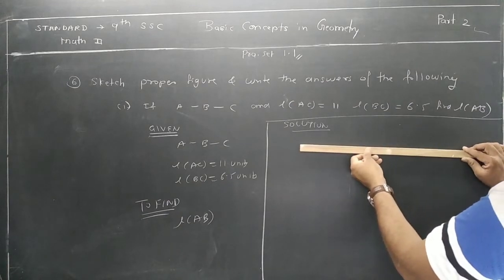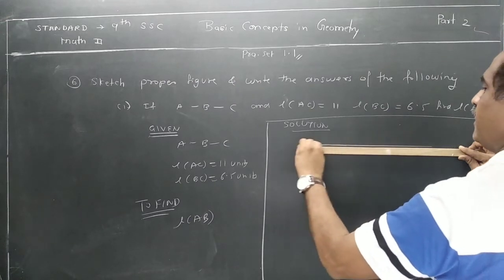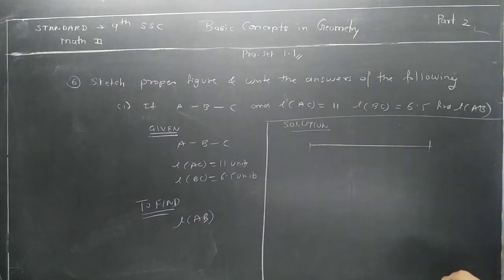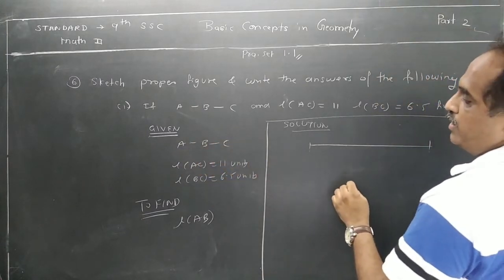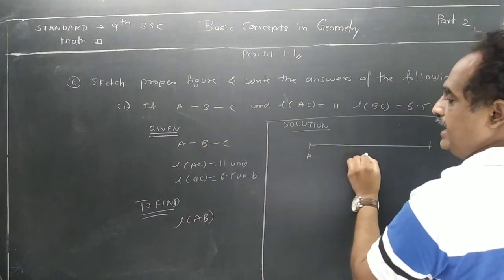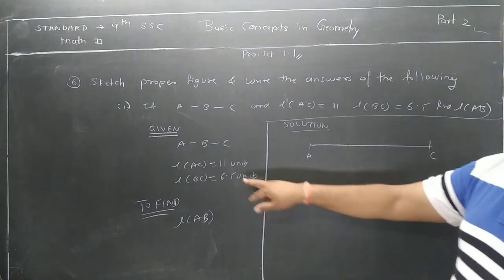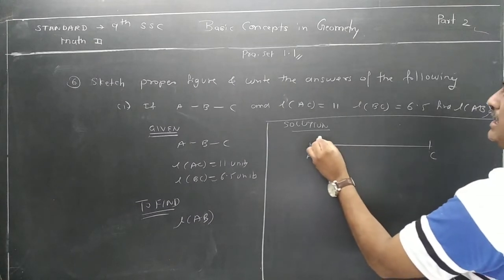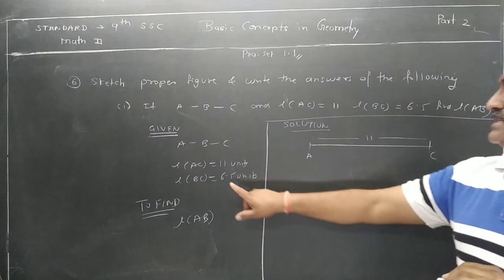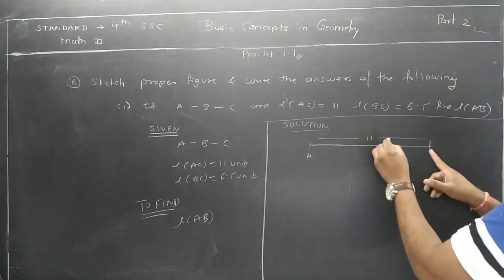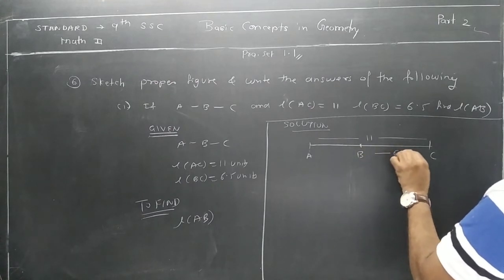So, if I will draw a line, this may be A, B, C collinear points, but judge that this is A, B and C, and here is C, right? It is 11. So this will be 11 units, and BC is 6.5. This will be a little more than half of 11. This is 6.5.